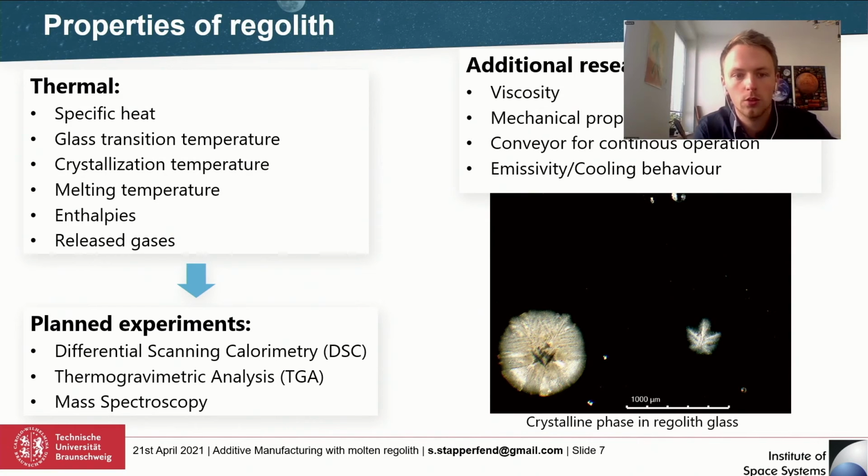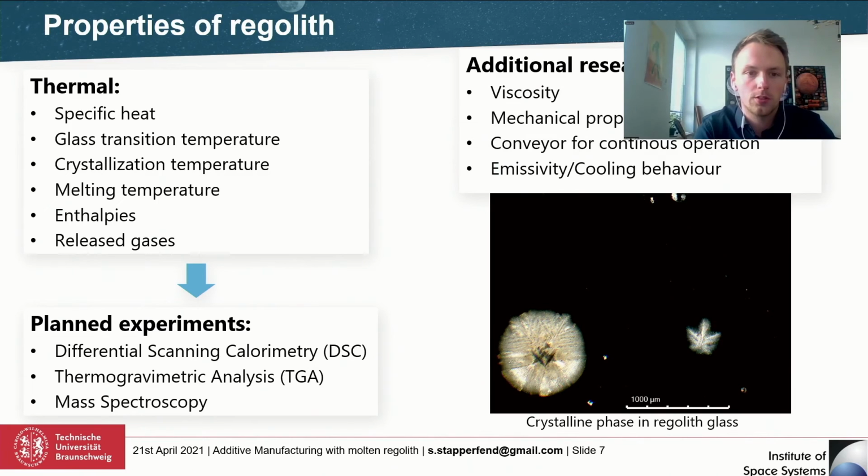We also want to measure the enthalpy, so how much energy we have to put into the system in order to melt the regolith. And that is also depending on the minerals. So when do the minerals crack open and get fluid? And that is one thing. And also the released gases. So there's a little bit of research going into that field. So which gases are released during which vacuum. And that is quite important for us also for the containment material.